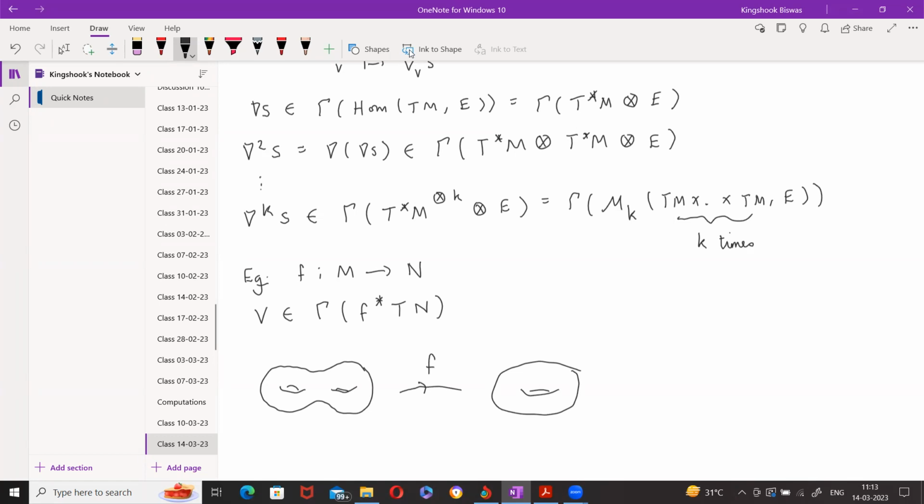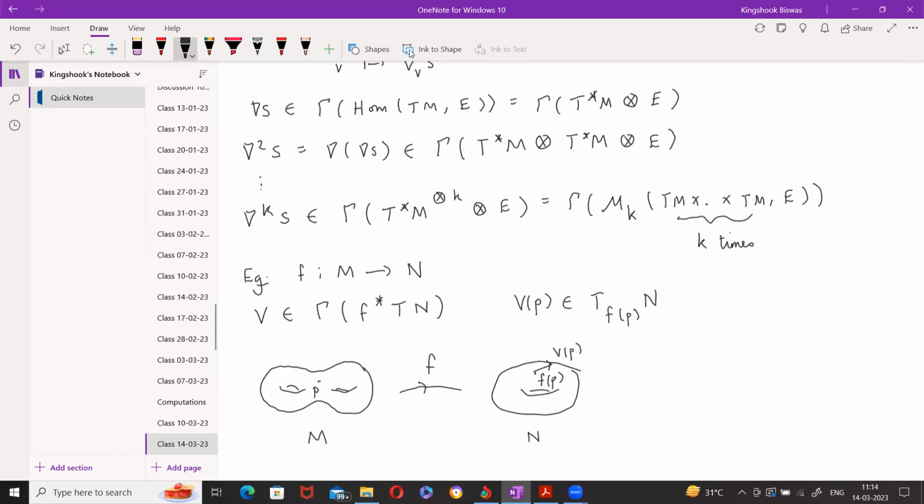Right, so if I take a point P here, this goes to F of P. And now my V at P is what? A section of the pullback bundle means that V_P is an element of T_{F(P)}N, right? That's what it means to be a section of the pullback bundle. So that gives you a vector V_P here, right? At the point F(P) in N. Is that clear?